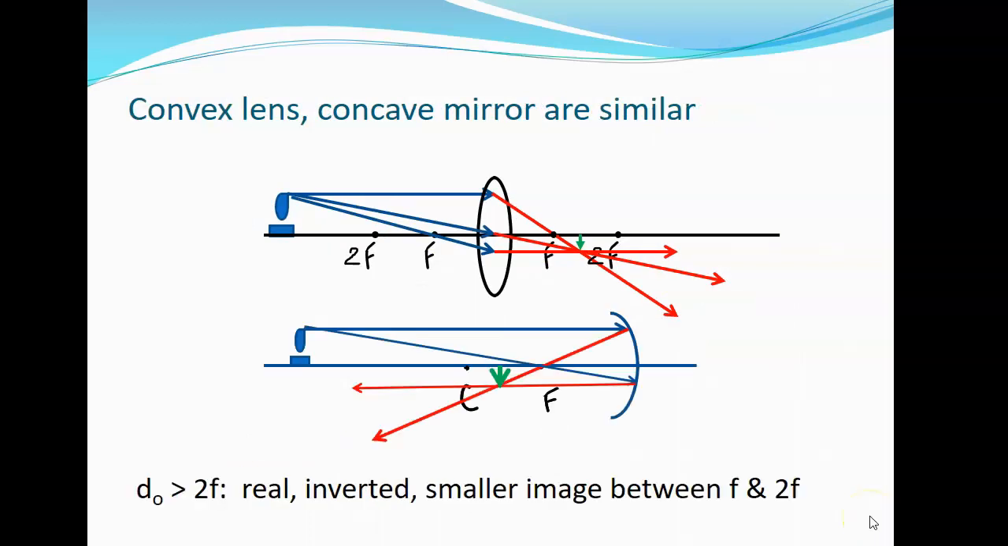Let's look at the similarities between a convex lens and a concave mirror. Both converge the light rays, bring them together, and in both cases, when we had the object way beyond 2F, we had the image formed between F and 2F, and it was real, inverted, and smaller. We're going to see more similarities as we go. So why don't you try one on your own, and you can stop the video anytime you want.